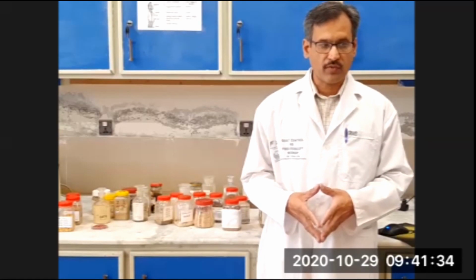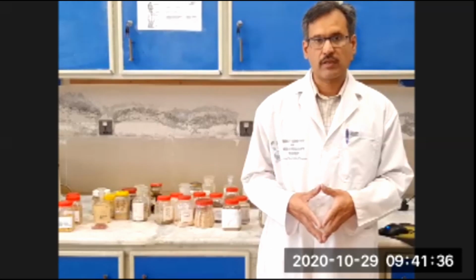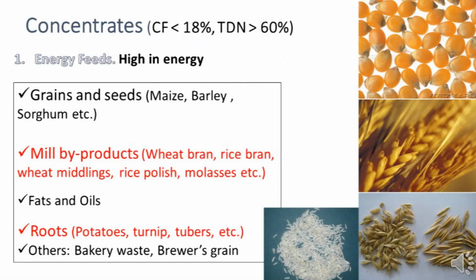So there are two types of concentrates: one energy concentrate and second one protein concentrate. Concentrates are the opposite of roughages. Concentrates contain more than 60% total digestible nutrients and less than 18% crude fiber. One is known as energy concentrate, which is rich in energy, while the second is protein concentrate.